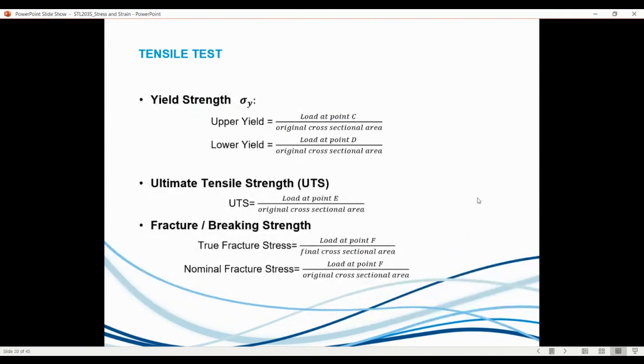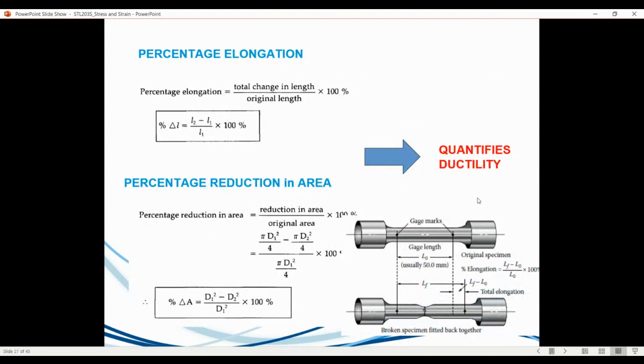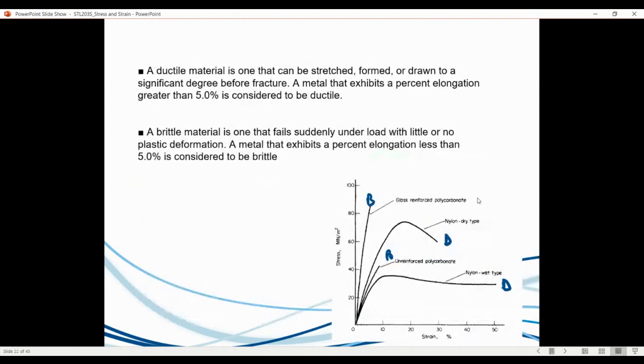Then we talked about how you can find those properties on the graph. We talked about two other parameters within a tensile test, the percentage elongation and the percentage reduction in area. These quantify ductility, and I talked about what ductility is. We came to this conclusion: a ductile material will exhibit a percentage elongation greater than 5. I always thought it was 20. It's probably because I was told that, before having done the research.